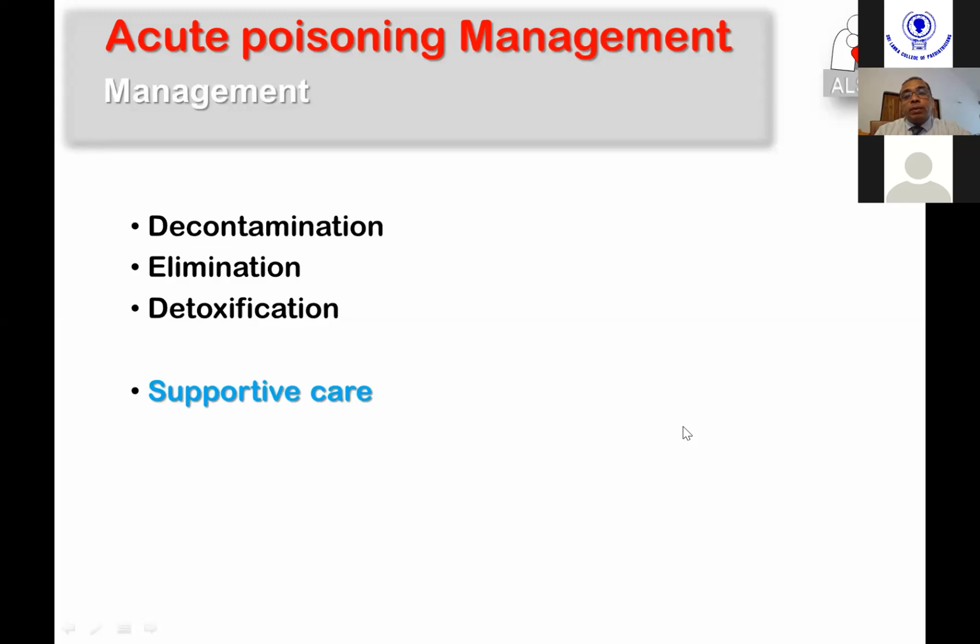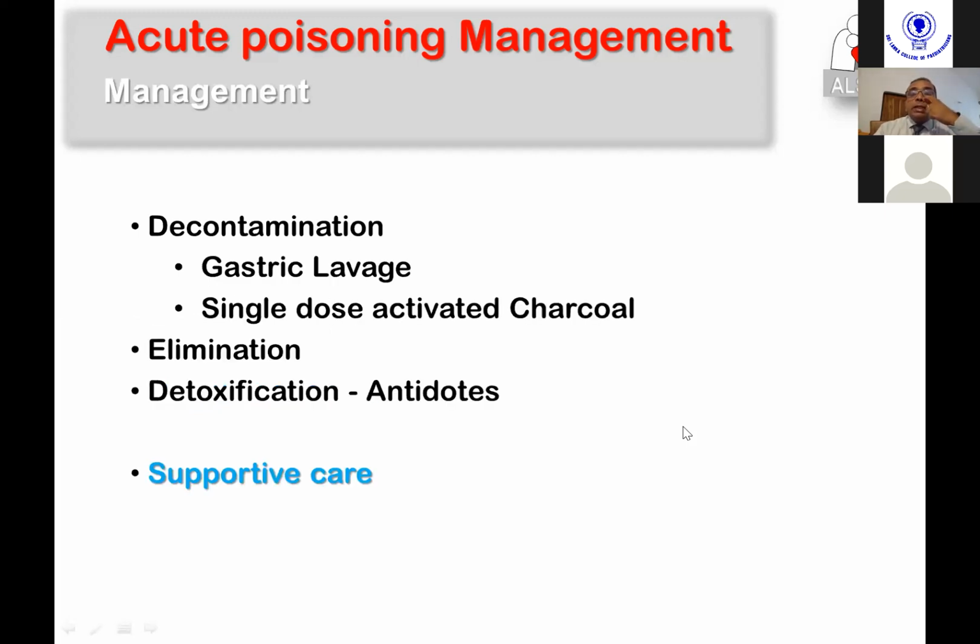This supportive care is extremely important because sometimes we cannot do decontamination and elimination due to delayed presentation, and detoxification is not possible due to unavailability of antidotes. So supportive care is extremely important in the management of poisoning. What is decontamination? Decontamination is removal of poison before it enters the circulation. That means if it is an ingestion, the removal from the gastrointestinal tract by whatever means, either by gastric lavage or single dose activated charcoal, and sometimes in developed countries they use endoscopic removal, comes under decontamination.